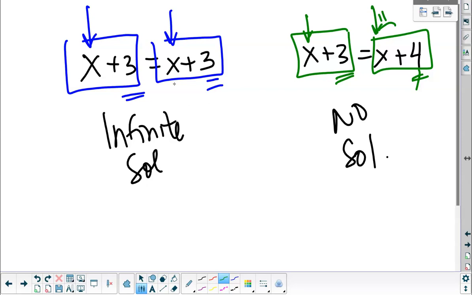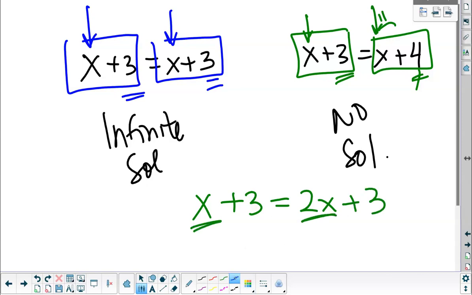Can you make use of structure in knowing that when the variables are a match and the constants are a match, that's infinite solutions. When the variables are a match and the constants are different, that's no solution. And when the variables are not a match, like this, that's one solution. That is one solution. Because no matter how much manipulating I do, I'm always going to have an x left over somewhere.